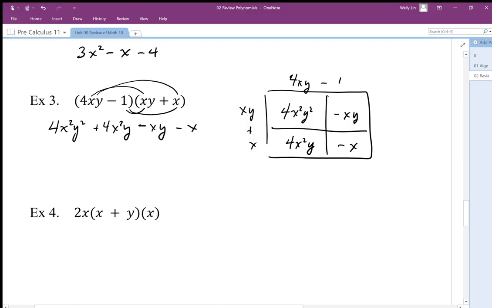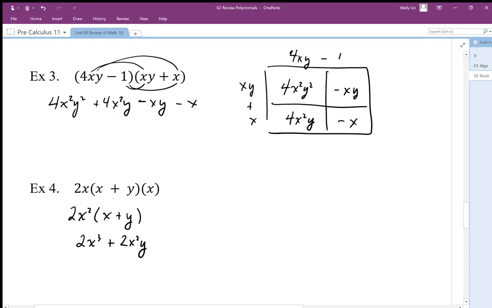Now I could do 2x times x plus y first. I can do this first. I can do the outside first, because the order of multiplication doesn't matter. So I'm actually going to do it like this. I'm going to multiply x times 2x first, then I'm going to distribute. Okay, so I have no like term, so that's where I'm going to stop.